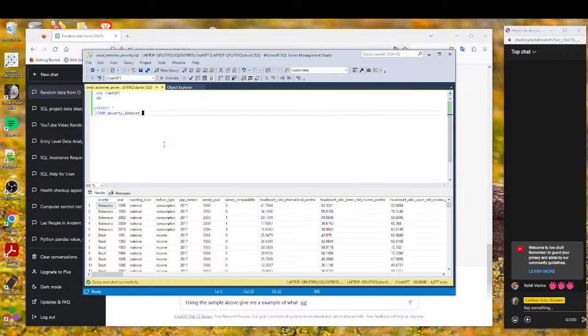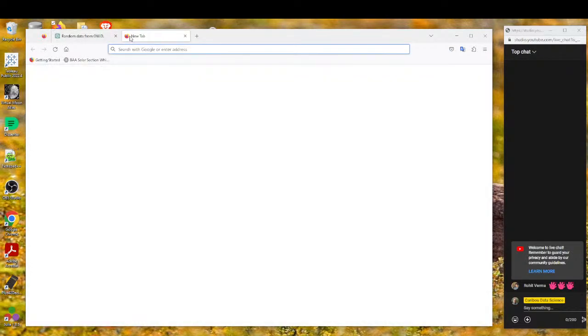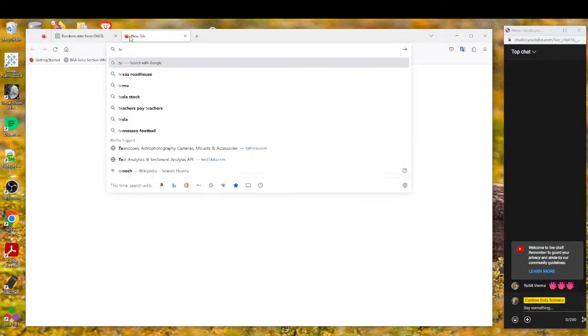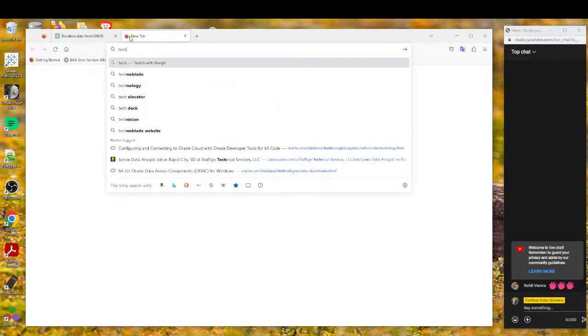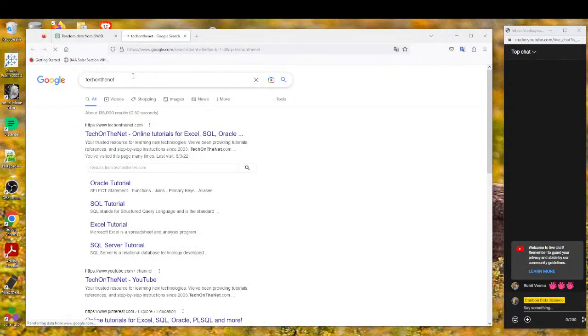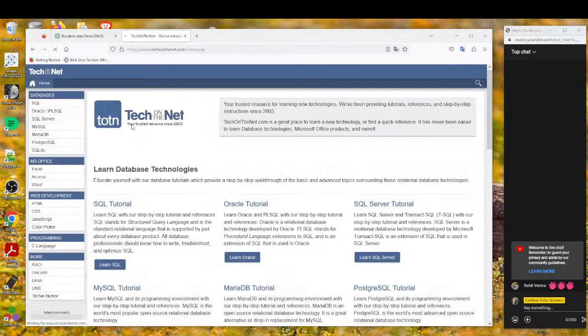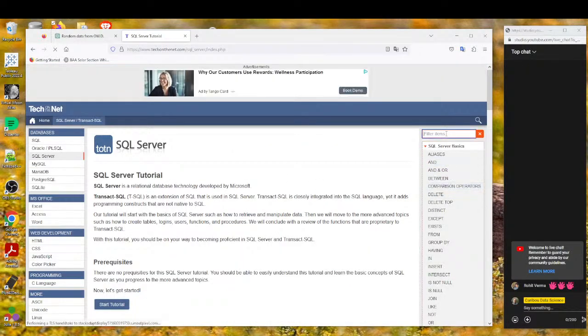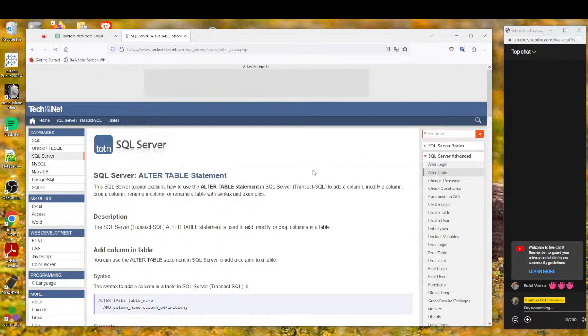So now we come over to one of my favorite sites, that is Tech on the Web. And I'm using SQL Server 2019 and SQL Server alter table, because we're altering an existing table.